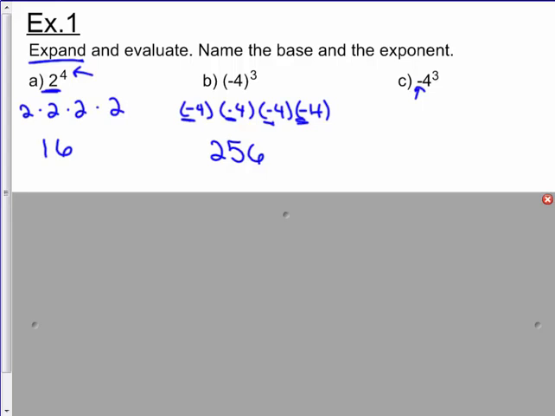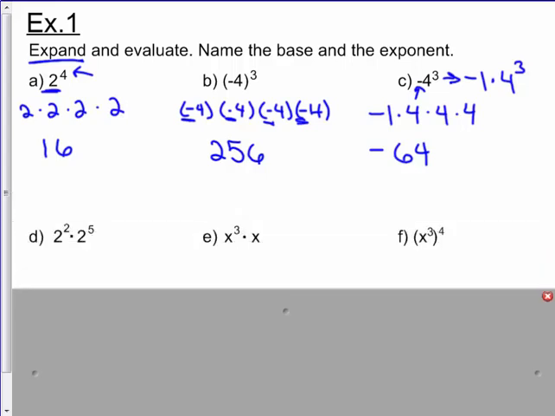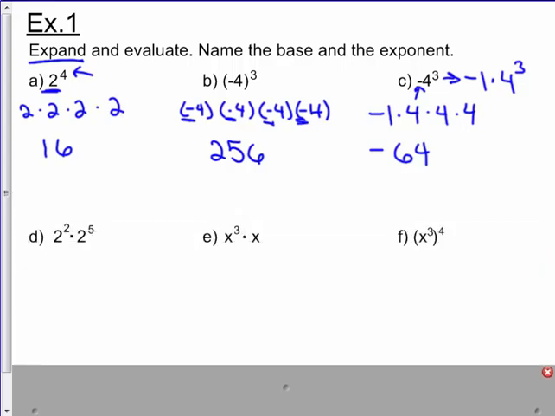In C, now the negative out there really means a negative 1. Okay, notice the difference between B and C here when it's in parentheses and when it's not. So really, it means negative 1 times 4 to the 3rd. The only thing that is being raised to the 3rd power is the 4, not the negative, unlike in B. So it's negative 1 times 4 times 4 times 4. 4 and 4 is 16, and I get negative 64. A little different way to get it, okay, but the process is the same here.